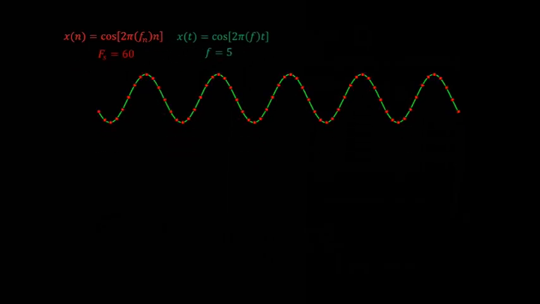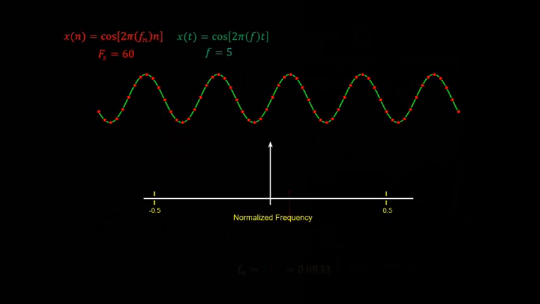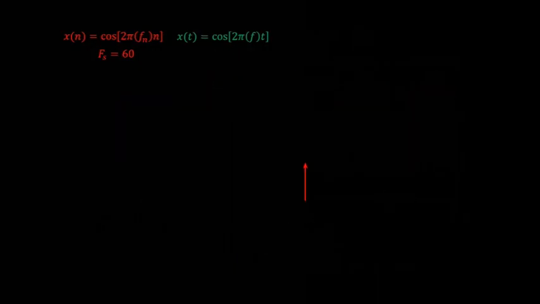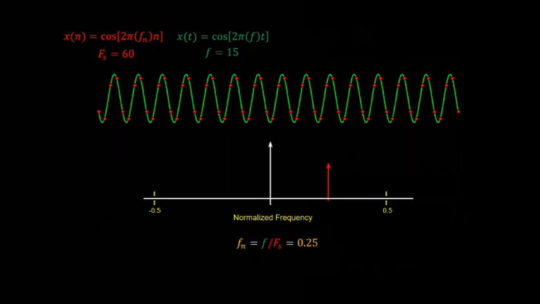In the plot below, the red arrow indicates the normalized frequency corresponding to a sinusoid in the continuous world of 5 Hz. Notice that the normalized frequency is simply f divided by capital Fs, which in this case is 0.0833. Keeping the sampling frequency at 60 Hz but increasing the continuous waveform frequency to 15 Hz, this is what we obtain for normalized frequency and the position of the red arrow.